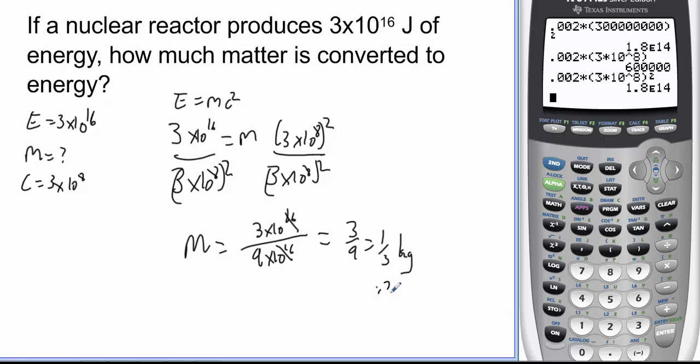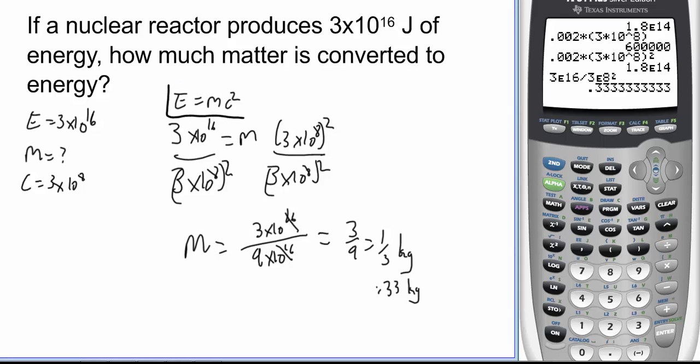That's 0.33 kg. Now, if you don't want to do it that way and you want your calculator to do the work for you, that's fine. Just take 3 times 10 to the 16th divided by 3 times 10 to the 8th, squared. And we get that answer. So let your calculator work for you, but it's just a matter of plugging in the right numbers into this equation and then doing the math to solve.